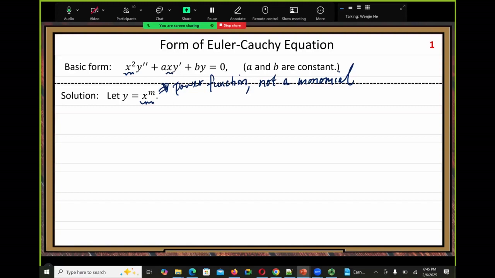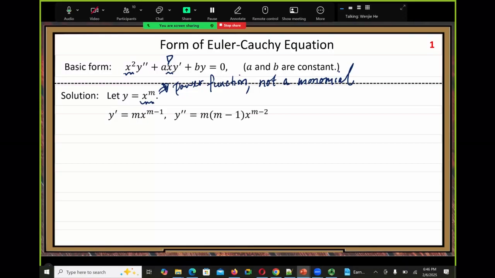Then we take the derivative and the second derivative. The first derivative, we apply the power rule, and we get m times x to the m minus 1. You can see the exponent is reduced by 1, but we have an extra x here. This extra x compensates for that one lower number. You multiply by it, and you recover the exponent from m minus 1 to m again. That's for the middle term.